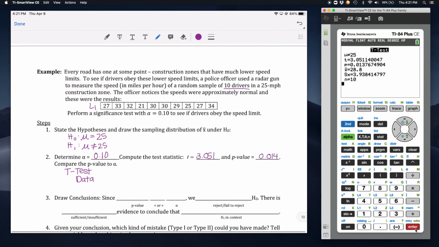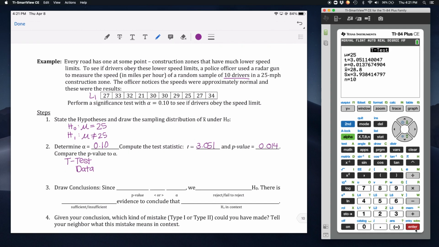Okay, so here, since our p-value of 0.014 is less than alpha, which is 0.10, we reject the null and conclude there is sufficient evidence to conclude that drivers do not obey the speed limit.